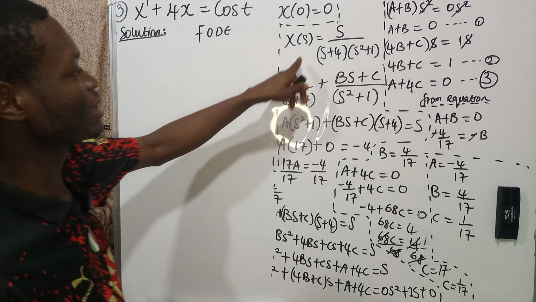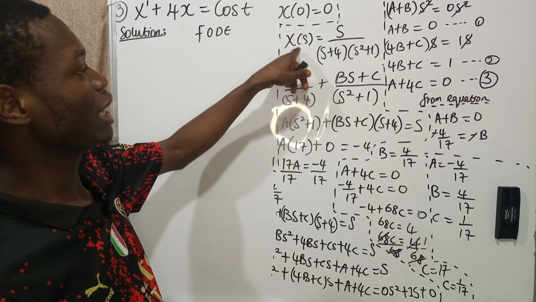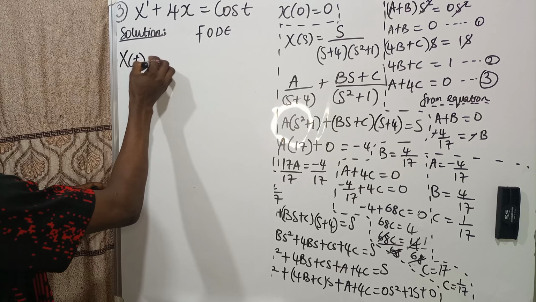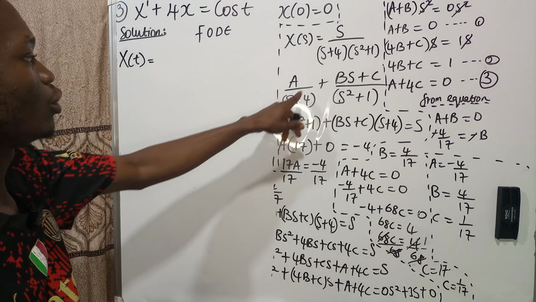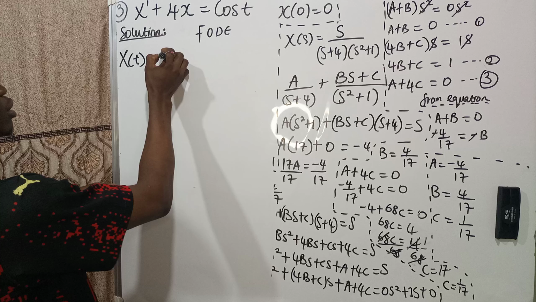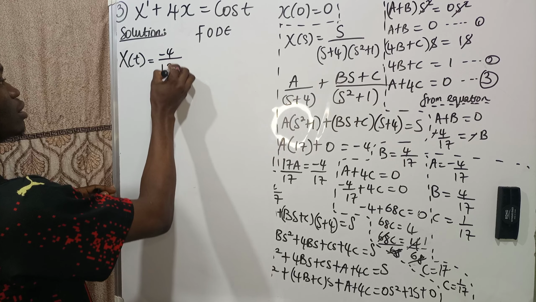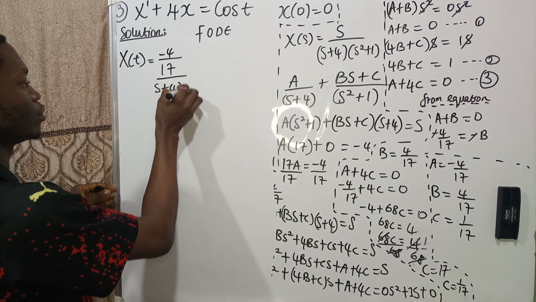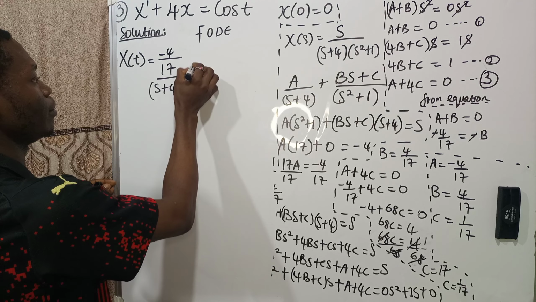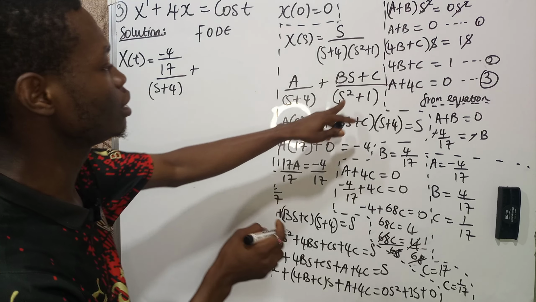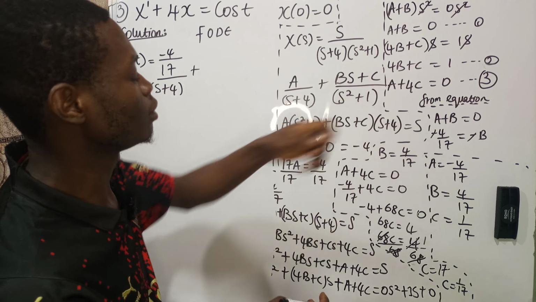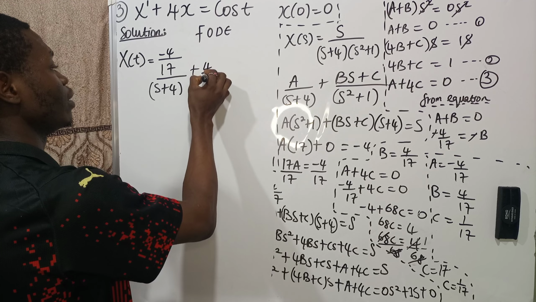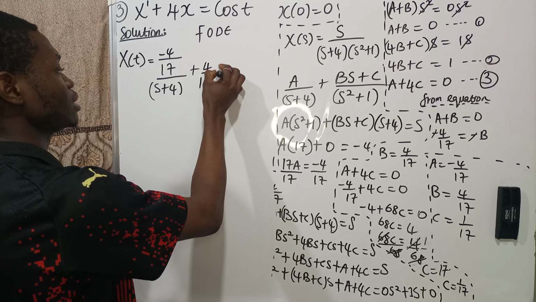Now we are going to transform this X of s to x of t, transforming it to the time domain. We have our A. Our A is minus 4 over 17, all over s plus 4. Then plus our bs plus c. Our b is 4 over 17, so we have 4 over 17 times s.